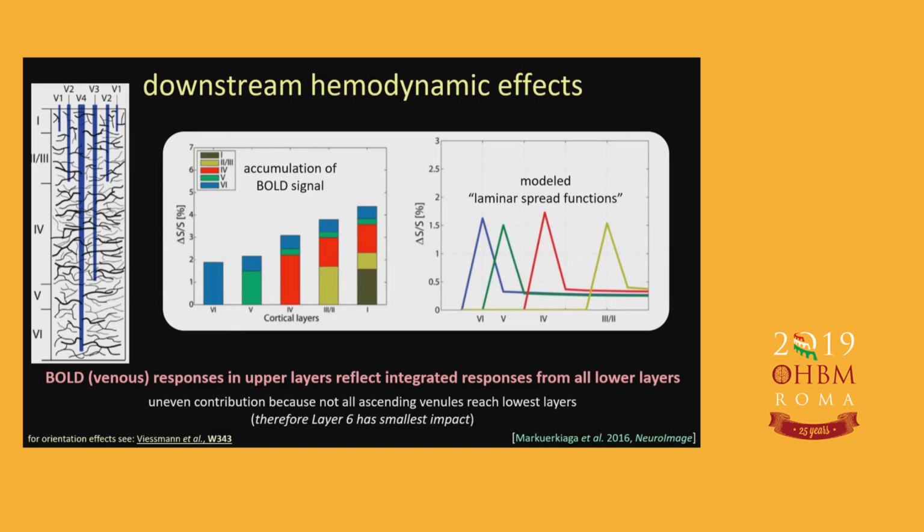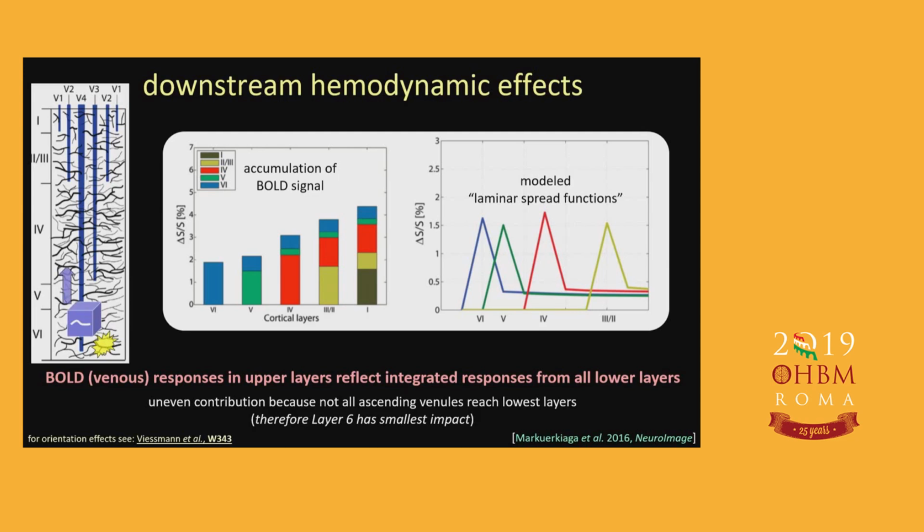And lastly, even if there is local blood flow control that is layer specific, we still need to contend with the known downstream hemodynamic effects, especially in BOLD fMRI. The idea is that deoxygenated blood drains upwards through the cortex on its way out of the brain. And what that means is that BOLD responses in upper layers are going to reflect an integrated response from all the lower layers. So if you consider, for example, neural activity in layer 6, we'd expect to see some local BOLD activation in layer 6.